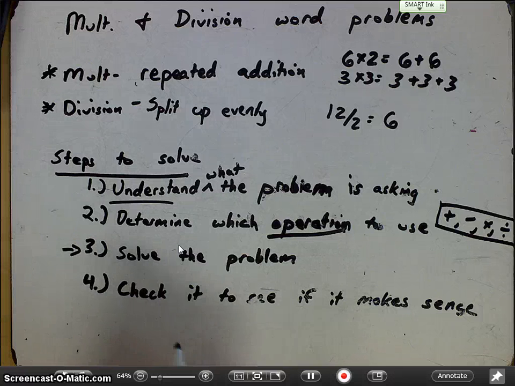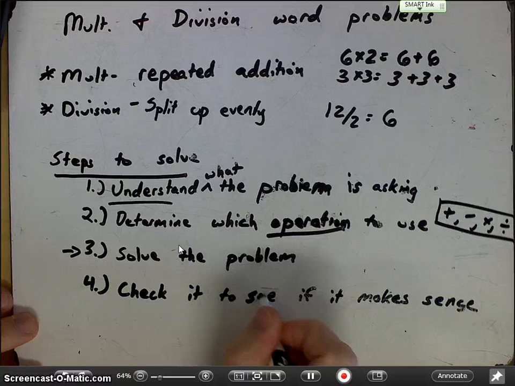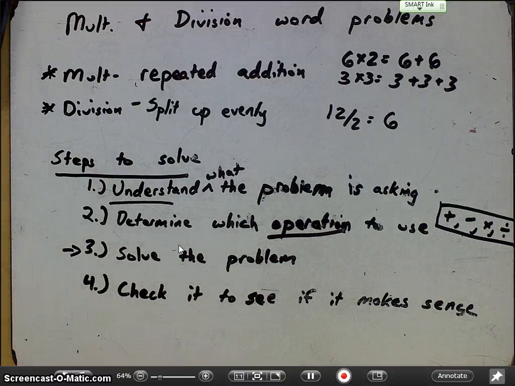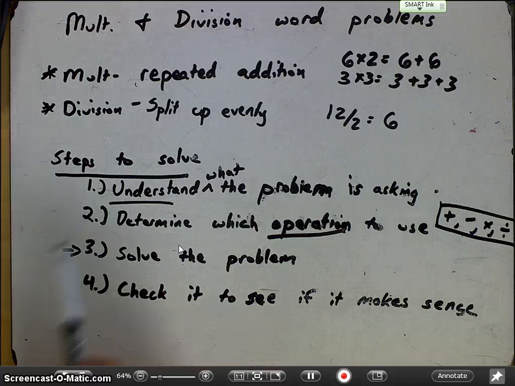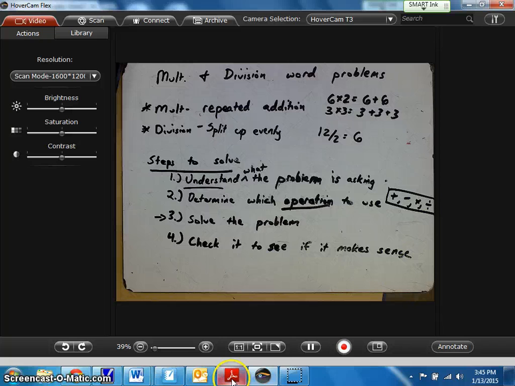And finally, you check to see if your answer makes sense. If I ask how many chairs are going to be in each row, and you say 732, that probably doesn't make sense. There's not going to be 732 chairs in a row. So you need to check your answer to see if it makes sense. You need to understand these 4 steps. Now, let's try it.